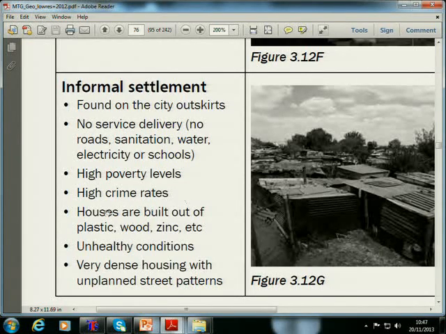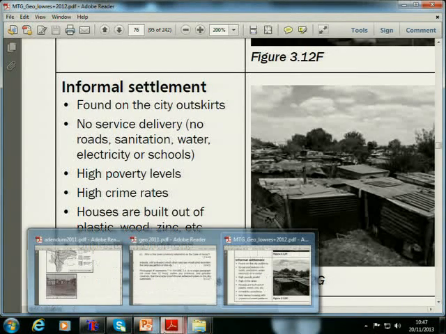Now, houses are built out of plastic, wood, zinc, or anything that these people can find to build houses in informal settlements. And then obviously it leads to unhealthy conditions, many diseases. It's not really nice to be there. Now there is very dense housing with unplanned street patterns. Can you see that? These are the problems. So we have identified the problems in an informal settlement.